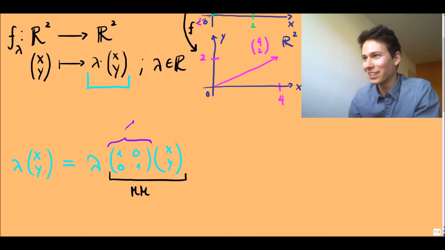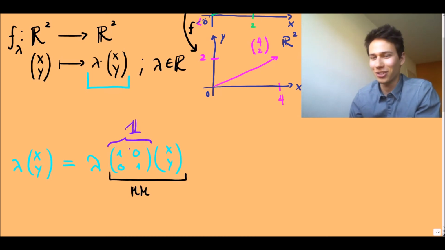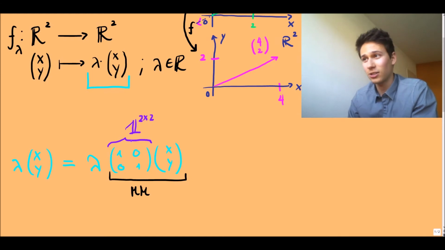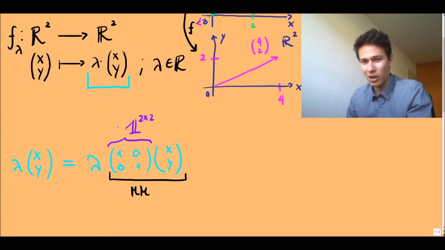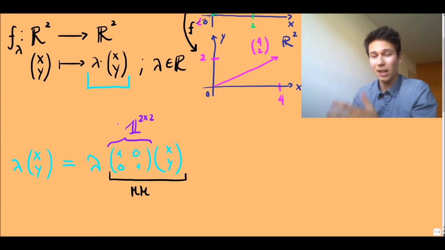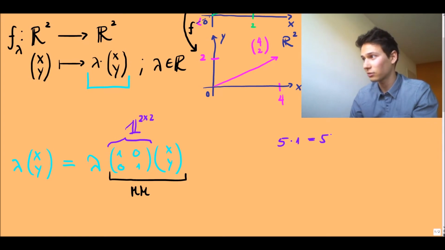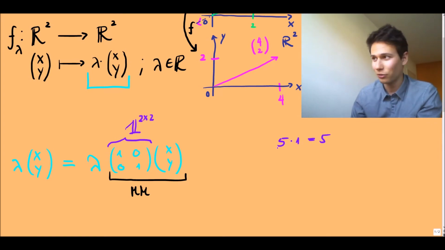Which we write down like this very often. And we write down the dimension of the matrix by a 2 cross 2. And you see that this is basically a 1, and this is the 1 of the matrices. So if you multiply by 1, 5 times 1 gives you 5. 1 doesn't do anything to 5.